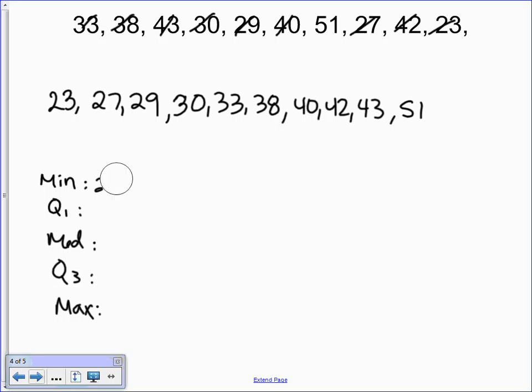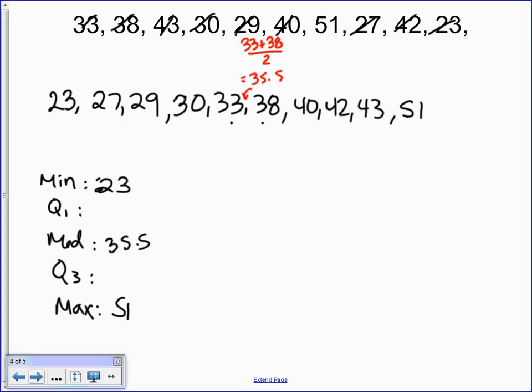Then we have to find the median. So the median is where I start on the edges and I count in towards the middle. Because I have an even data set, I should land on 2 numbers in the middle, and I've got 33 and 38. What do I do with those to find the median? Add them up, divide by 2. So what is 33 plus 38 divided by 2? Okay, 35.5. That's my median.